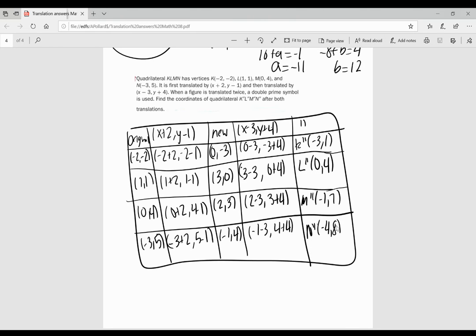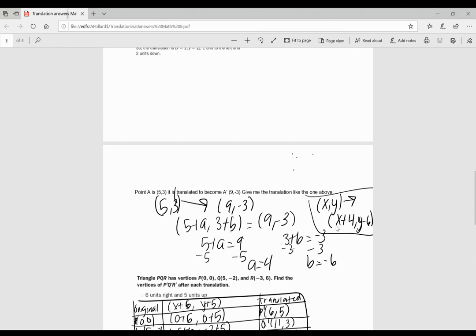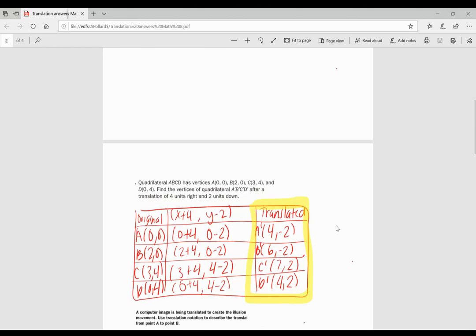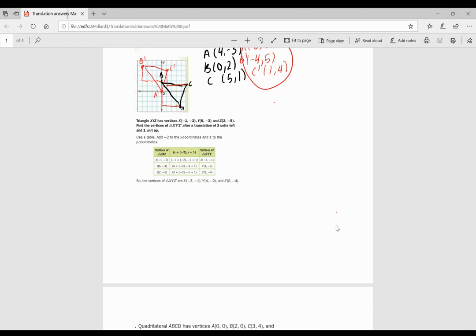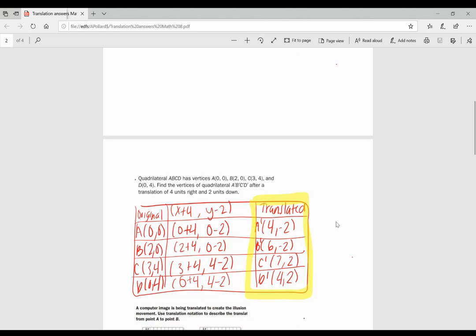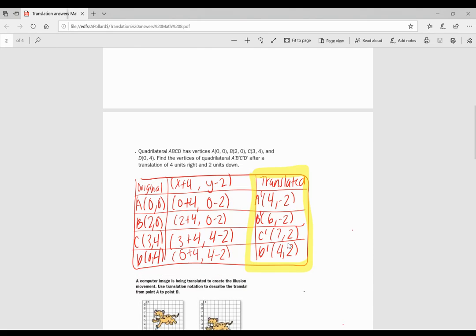So this is basically everything you need to know for translations. If we were in class, I would make you do more of the graphing. But because we don't have as much graph paper, because it's more important that we get our points, this is what I want you guys to do.